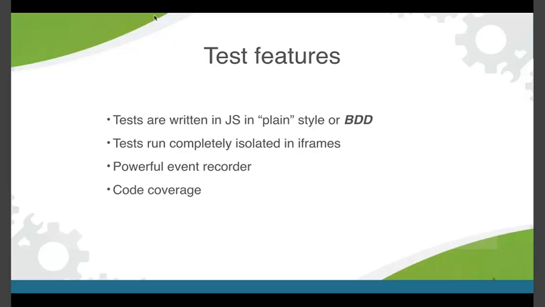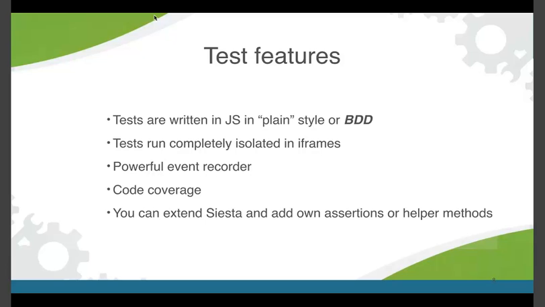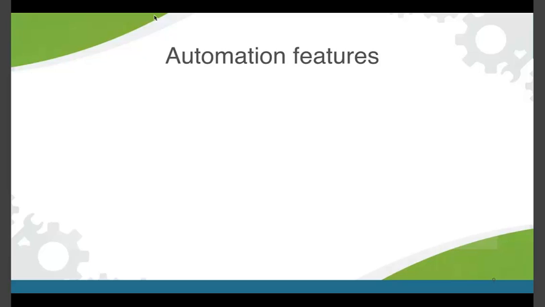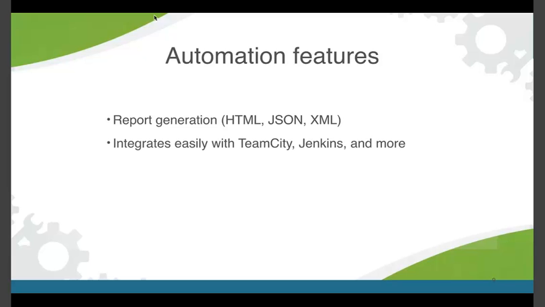We have code coverage, of course, and Siesta is extensible, so you can add your own assertion methods or helper methods to not have too much boilerplate code inside of your tests. And of course, automation is a very important topic. I guess we all know that. Siesta will give you reports. You can have HTML, JSON, or XML reports. It also integrates easily with the most popular CI tools like TeamCity, Jenkins, and a few more.